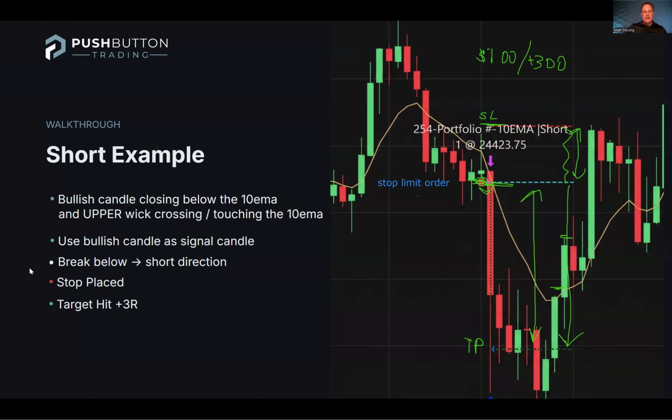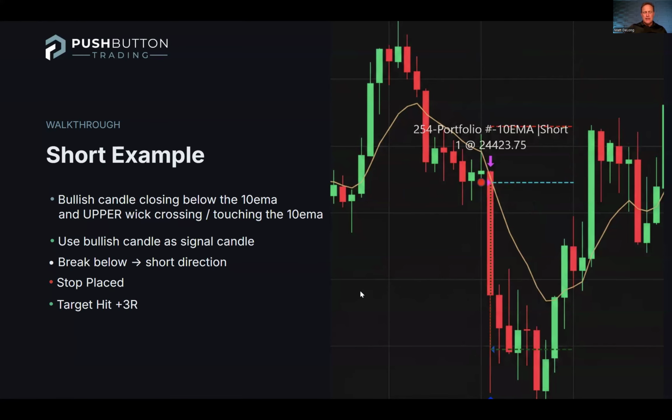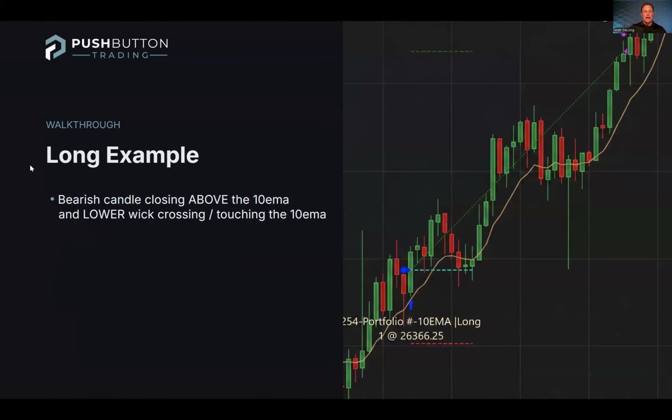Okay. You guys want to see another example? Let's take a look at the opposite. Let's take a look at the long example. Again, this is all automatically calculated in size. Here is our red candle, our bearish candle. You guys see how it's closing above the tan line, okay?